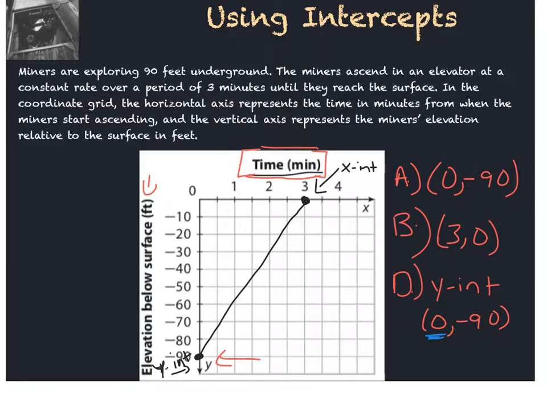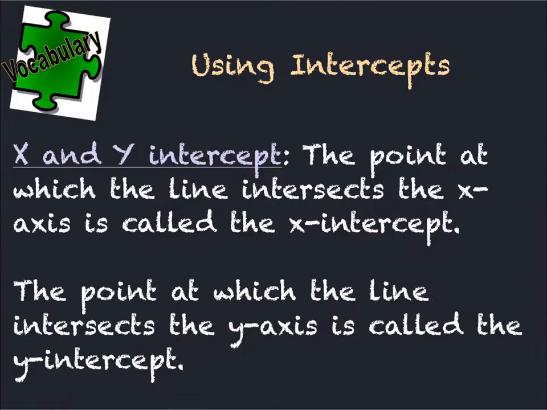And then which point represents where the graph crosses the x-axis? That's going to be 3, 0. And I want you to notice that y is going to be 0, because if we want to cross the x-axis, we can't move up or down. We have to be right on the x-axis. So y is always going to be 0 on our x-intercept. We're going to talk more about that in just a bit.